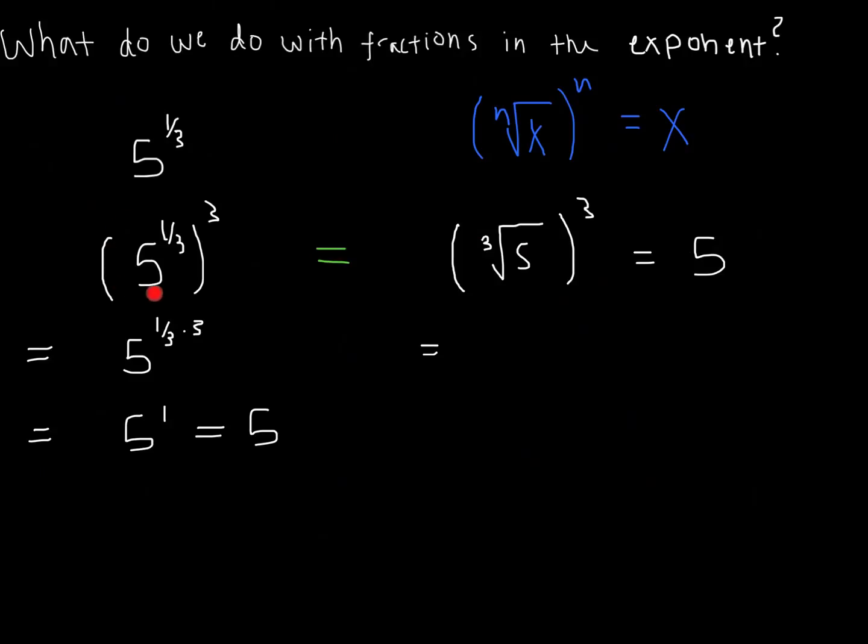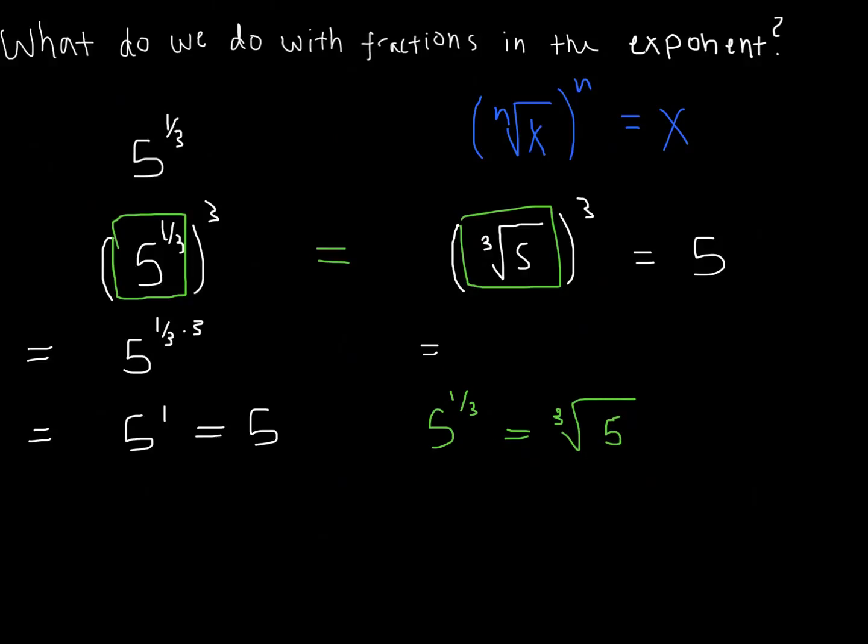And each time I'm taking something and I'm cubing it. Here's what I take and I cube over on the left side. And on the right side I'm taking the cube root of 5 and then cubing it. And each time I get the same thing. So what must be the case? Well, whatever I'm cubing, these two things must be equal. So 5 to the 1/3 means the same thing as taking the cube root of 5.